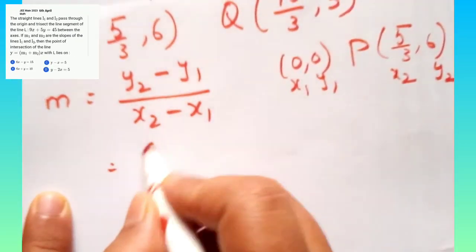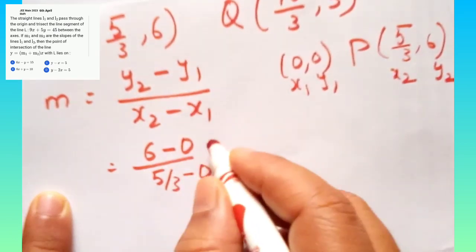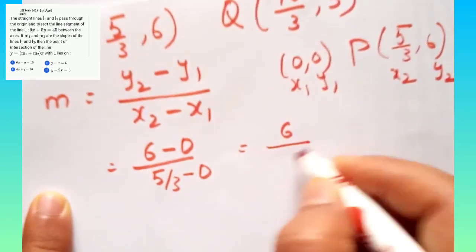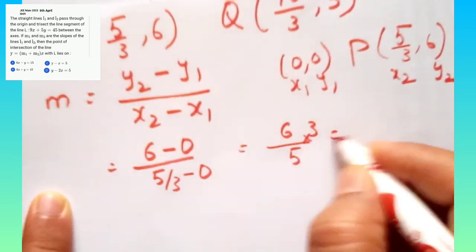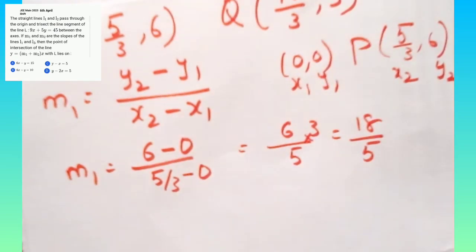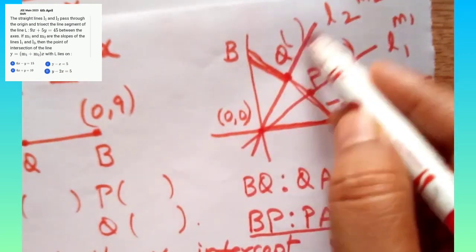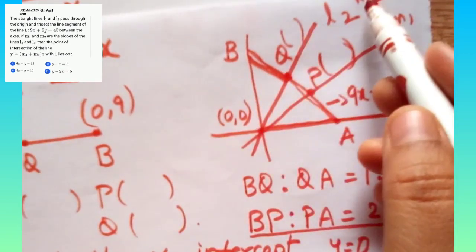So y2 is 6 minus 0 by 5 by 3 minus 0. So that is equal to 6 by 5 by 3, which is equal to 18 by 5. The slope M1 is 18 by 5. Same like that, find the M2. 0, 0 and the Q point. You have 2 points. Now you find the M2.